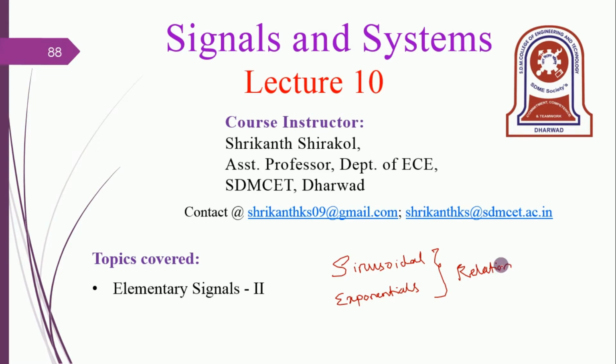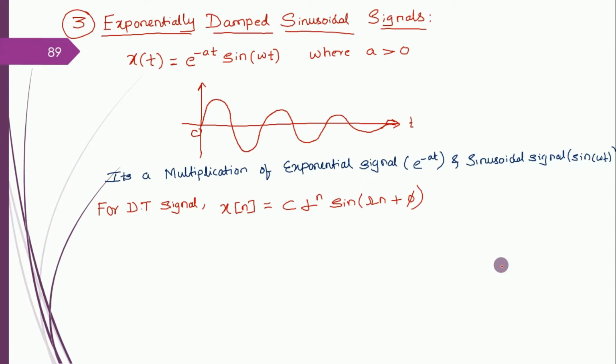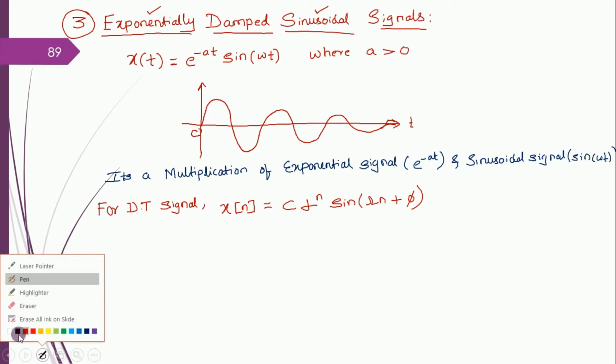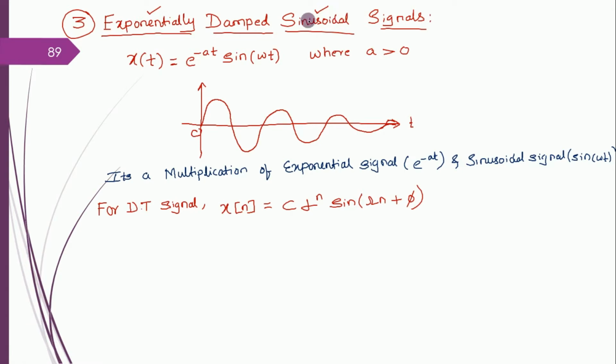In this session we have two to three different kinds of signals. First one is exponentially damped sinusoidal signals. We understood the meaning of an exponential signal, and also of a sinusoidal signal. Now, the combination is called an exponentially damped sinusoidal signal. Damped means the one which is decaying. So it is a multiplication of an exponential signal, e raised to minus at, and a sinusoidal signal.